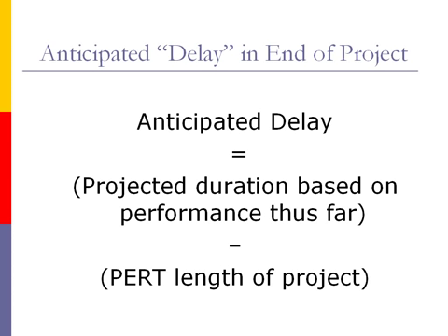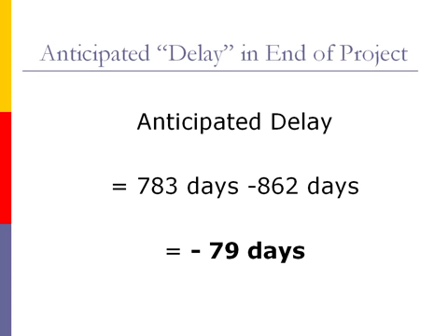The anticipated delay in the end of the project is calculated by subtracting the PERT length of the project from the projected duration of the project based on performance thus far. Plugging in these two values that we have previously calculated, we find that the anticipated delay is negative 79 days. Since we are completing tasks ahead of schedule, there is no delay in the project end, hence the negative answer.